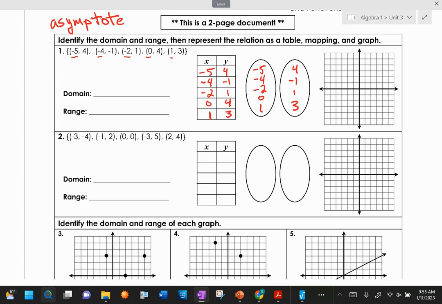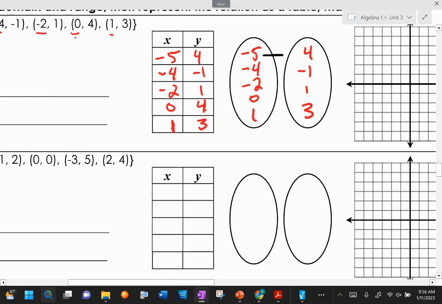So I have -5 going to 4. I have -4 going to -1. I'm actually going to use a different color. I have -2 going to 1. I have 0 going to 4, and then I have 1 going to 3.